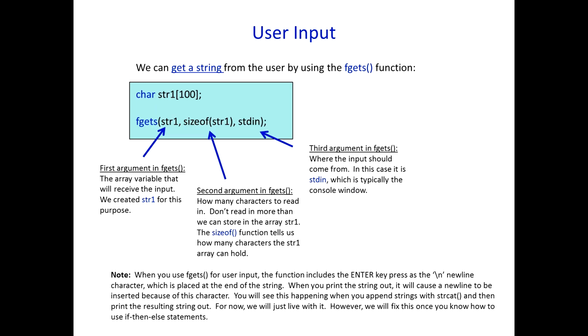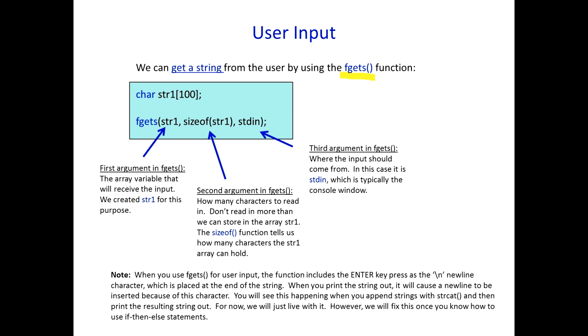Alright, so we also want to get user input, and we will want to get a string from the user, and we do this with the fgets function. Okay, so here we're going to create string1 again that can hold 100 characters. And now fgets has 3 arguments.